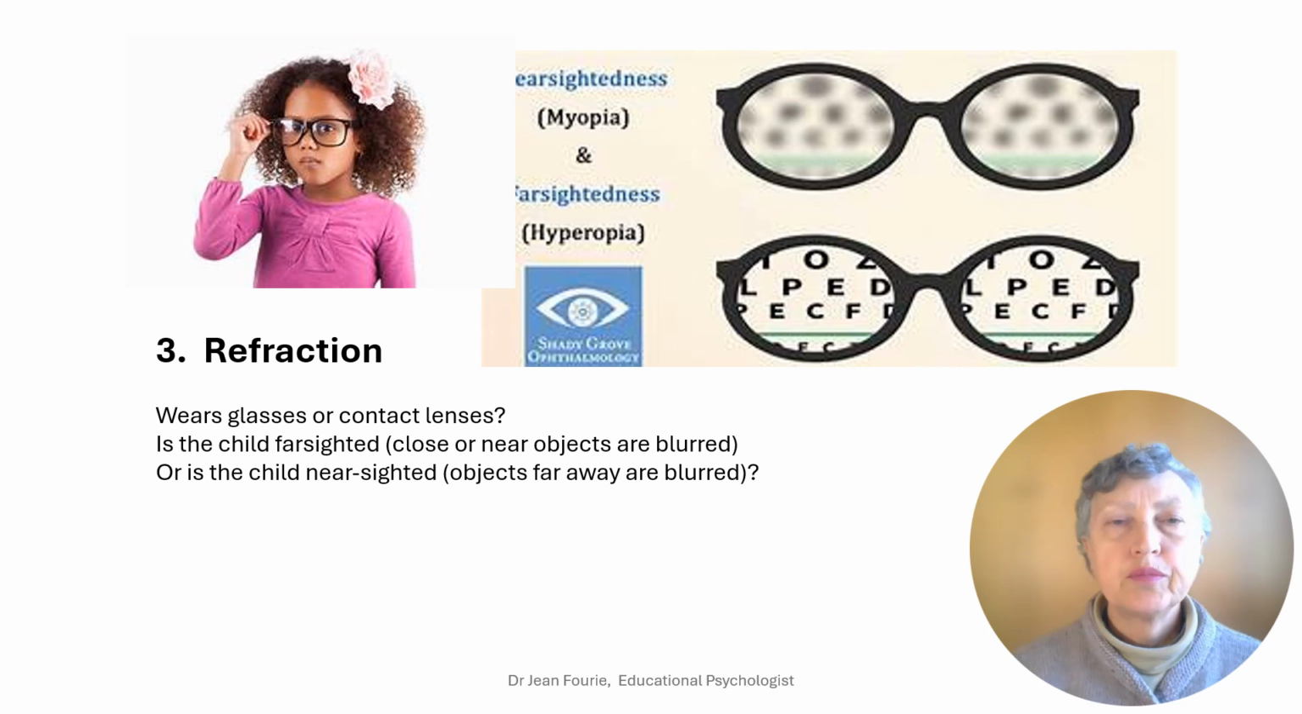Part 3 pertains to errors of refraction in the child's visual system. Record whether the child wears glasses or contact lenses. Note whether the child is far-sighted, where close or near objects are blurred, or is the child near-sighted, objects far away are blurred. It is useful for the teacher to know when the child should be wearing spectacles in the classroom for desk work and seeing the chalkboard.